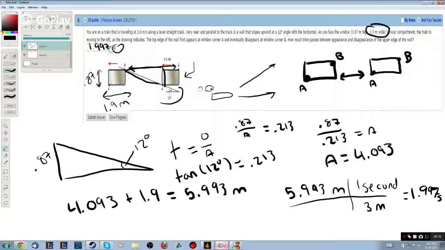And just to let you guys know, there's already a little check mark there because I solved this problem first to make sure I knew what I was doing before I made this video demonstrating how to do it.